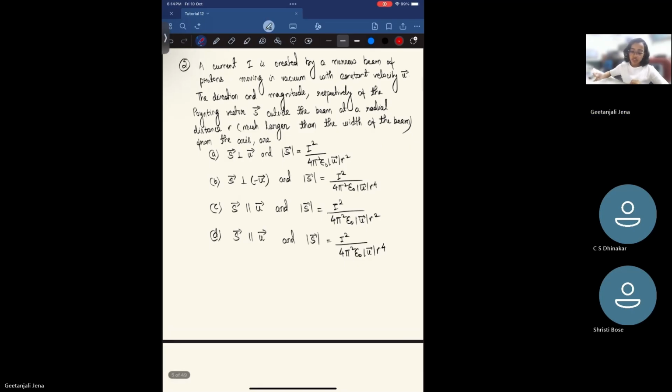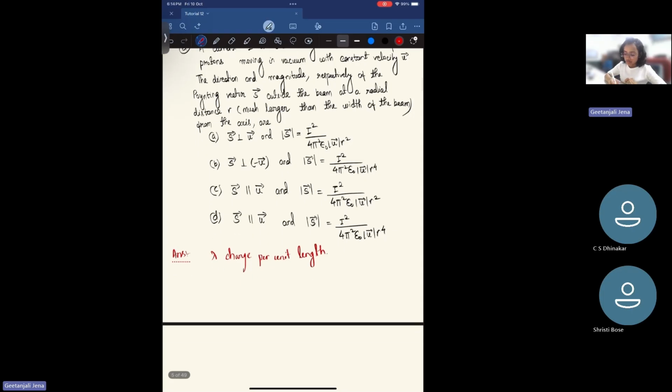For that, let us say we have lambda charge per unit length, which is the number of protons per unit length. For this lambda charge, what will be the current? I is nothing but dq by dt, right? So you can write it as lambda into u, where u is the speed of the protons. So lambda u gives the current of this proton beam, which means lambda is I by u.